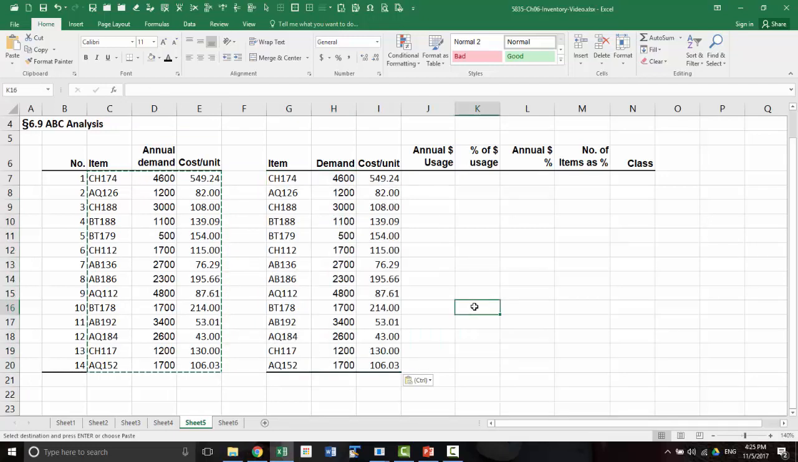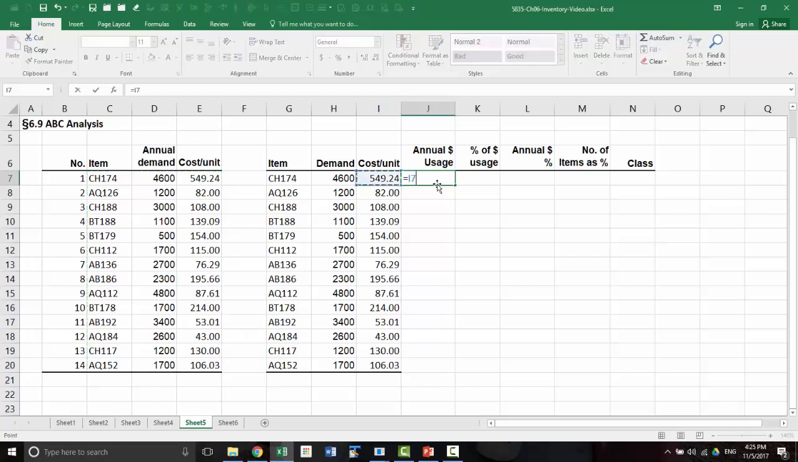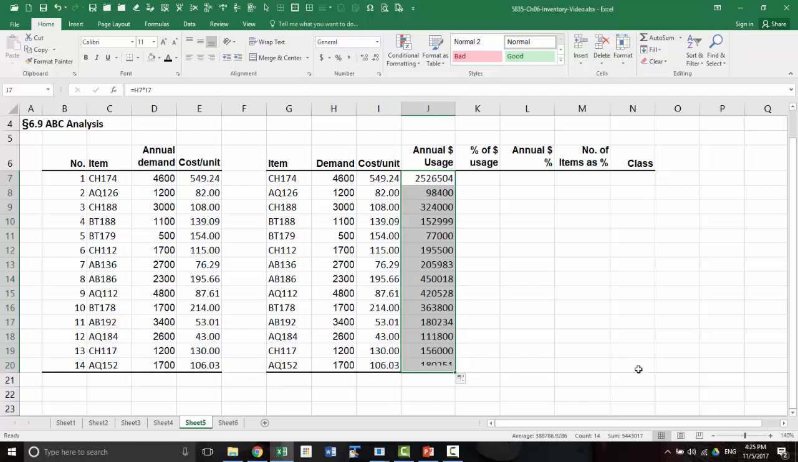All right, so now what we have to do is find the annual dollar usage. Annual dollar usage is demand times cost per unit. That will give us how much money we spent on each of these items over one year.